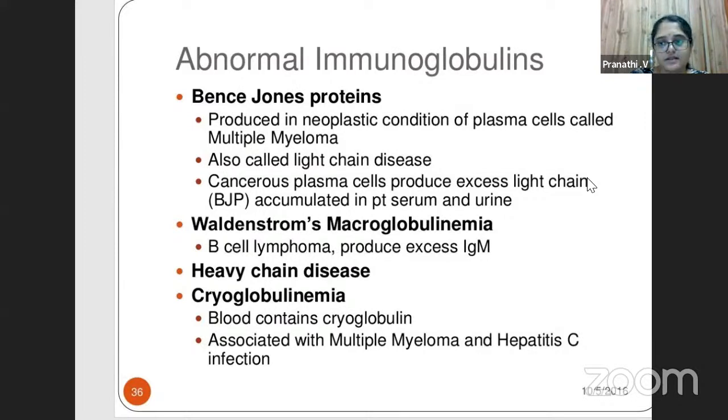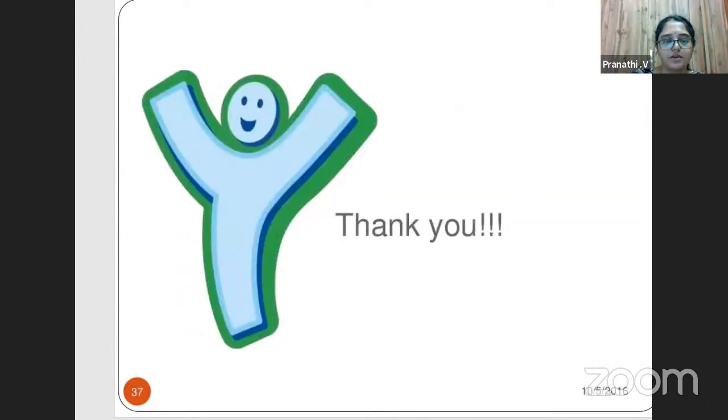So myeloid cells, whatever are there, are going to be more. Your T cells, B cells, these are going to be more. So your plasma cells, when they increase in abnormal amounts, it is known as multiple myeloma. And then it is also seen in hepatitis C infection, wherein your liver is affected. So this is about your abnormal immunoglobulins.